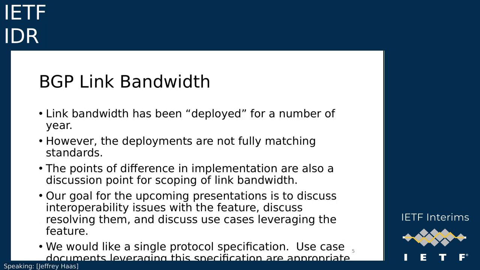Link bandwidth, in some flavor, has been deployed for a number of years. And the problem that we have is that they do not properly interop. The primary points of difference in the implementations that cause the interop issues are in terms of the scoping for the link bandwidth: transitive, non-transitive extended communities. And part of what we're looking for in the upcoming presentation on that is discussing the interop issues themselves, and also some of the use cases that are motivating this discussion to actually move to resolution after so long.